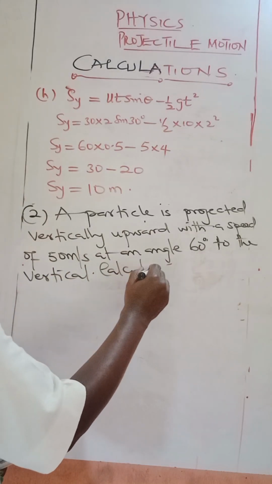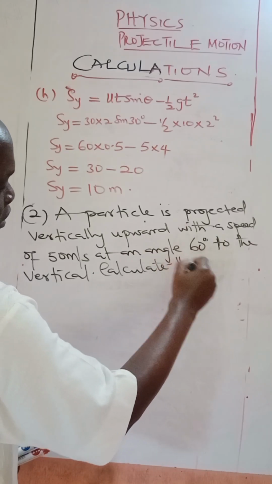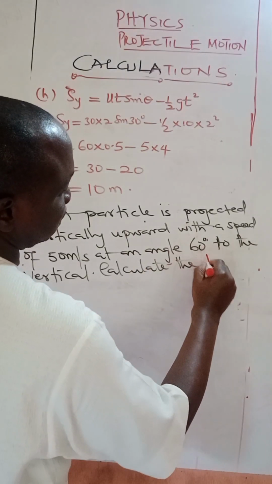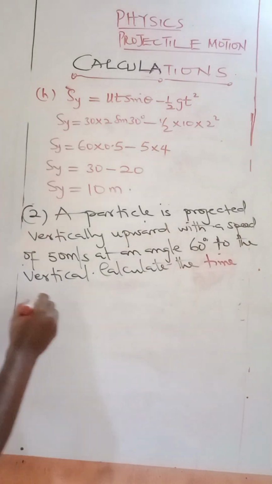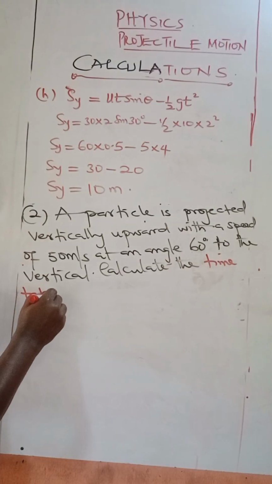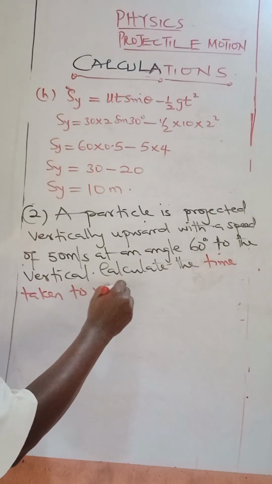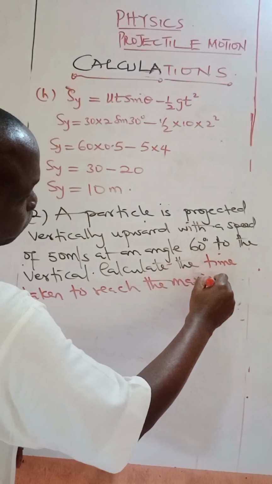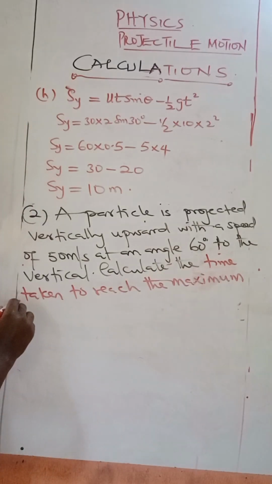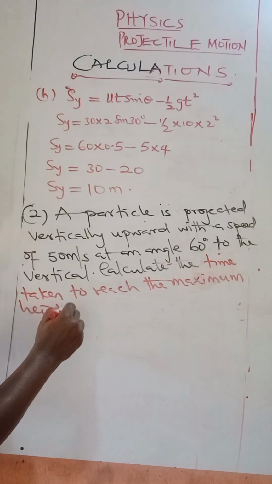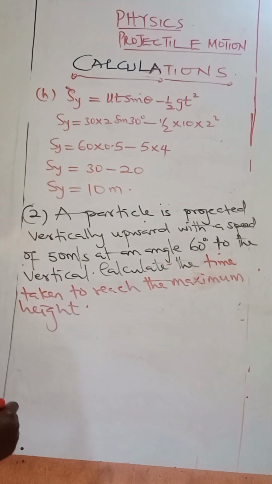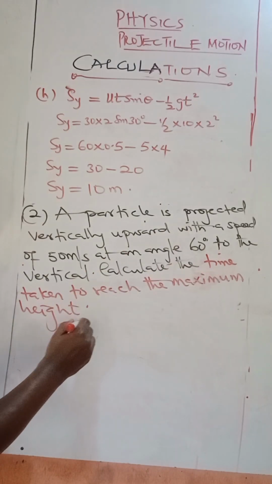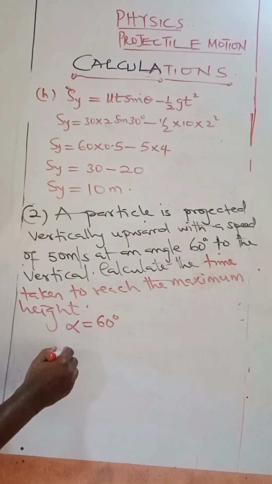Calculate the time taken to reach the maximum height. From here, what is given is alpha, 60 degrees.